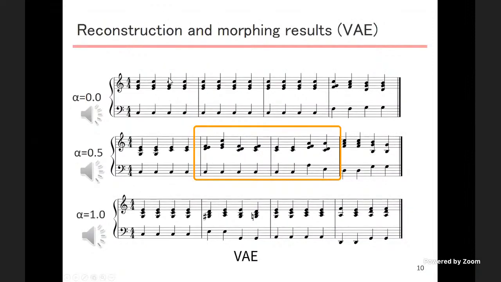These pictures show VAE results. When alpha is 0, it should be close to Z1. And when alpha is 1, it should be close to Z2. Oh, as you can see, the reconstruction failed. This is the VAE morphing result at alpha equals 0.5. The results show dissonant or unnatural chords, especially in the second and third verse.